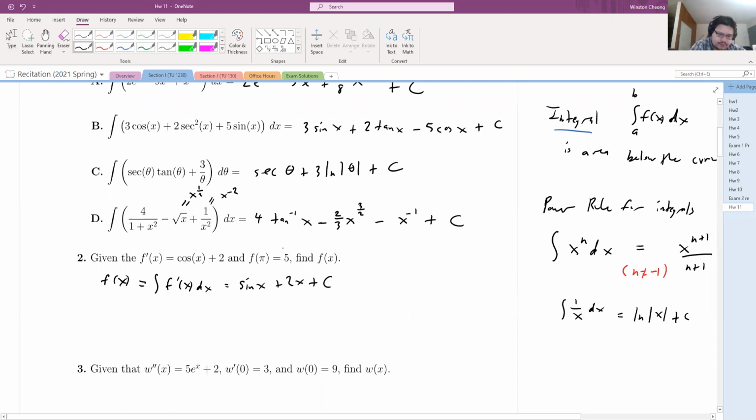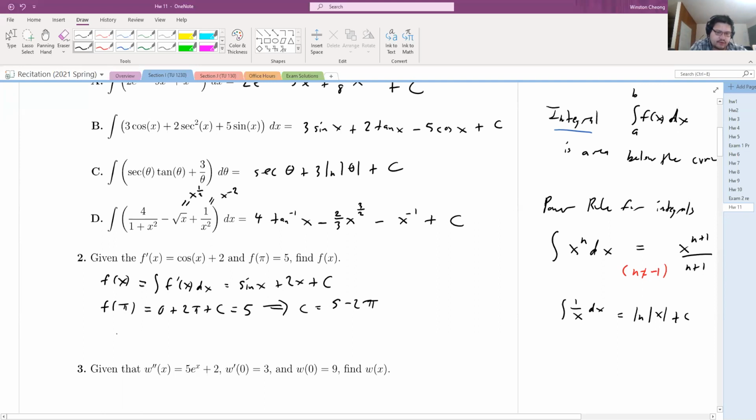Okay, now let's see what happens when we plug in this condition. So f evaluated at pi is going to be sine of pi, which is 0, plus 2 pi plus c. And all of that's supposed to equal 5, so that we can solve for what c has to be in this case. So c is going to be 5 minus 2 pi. Okay. And so we figured out what c needs to be in order to satisfy both of these two conditions.